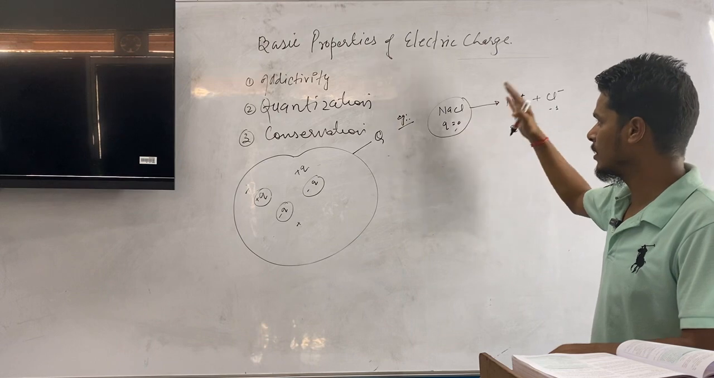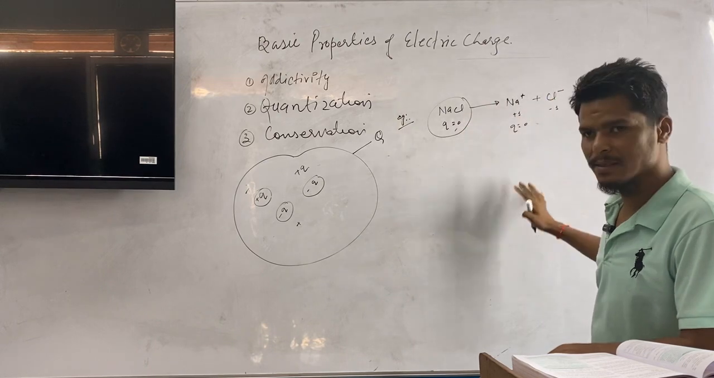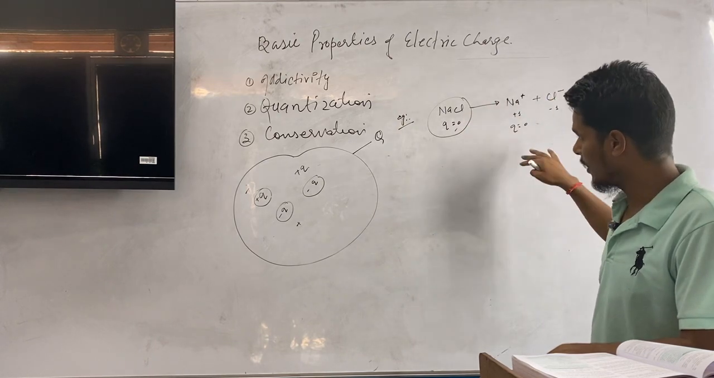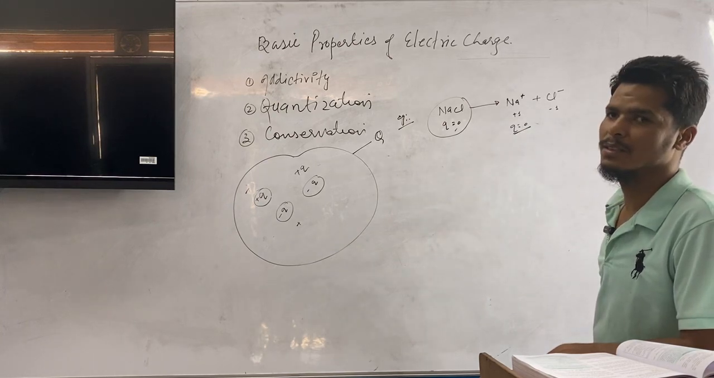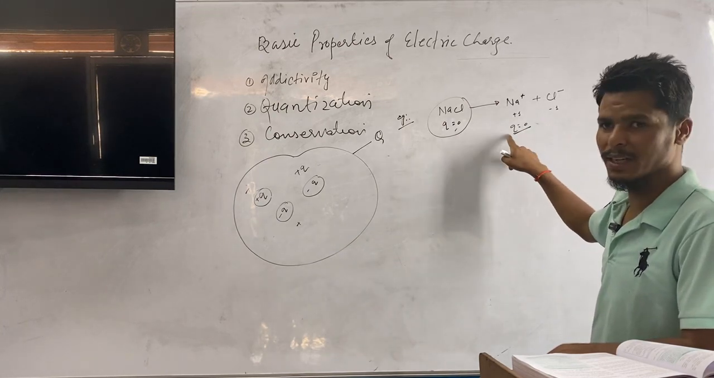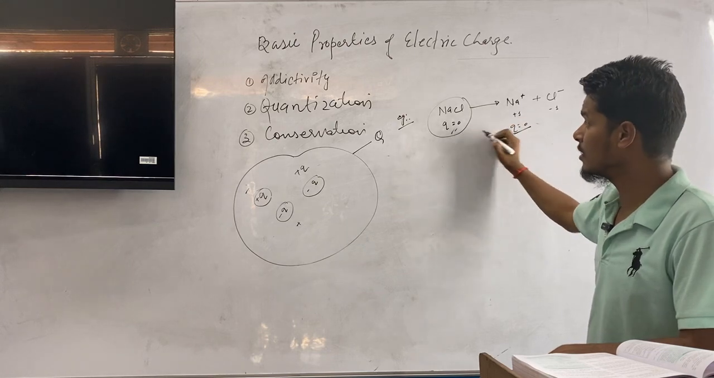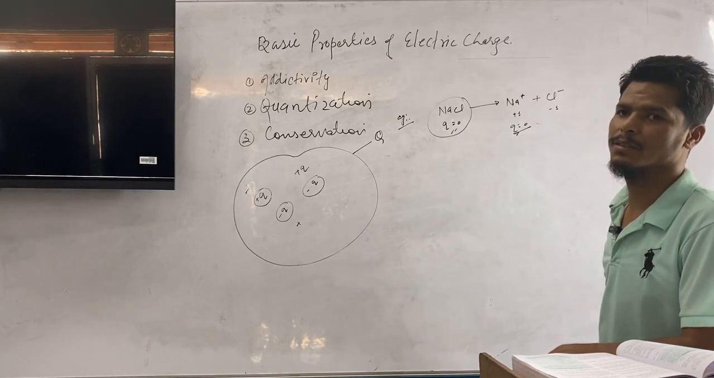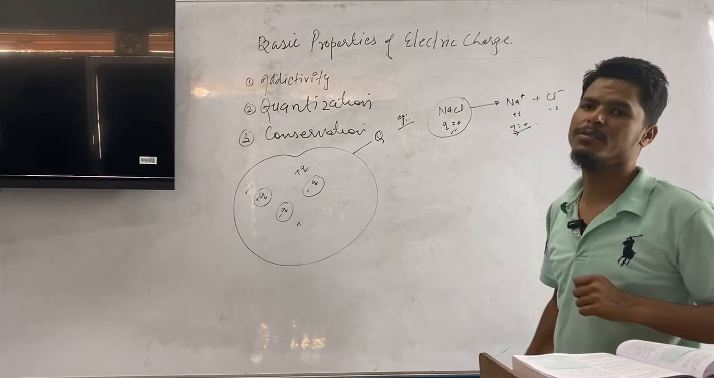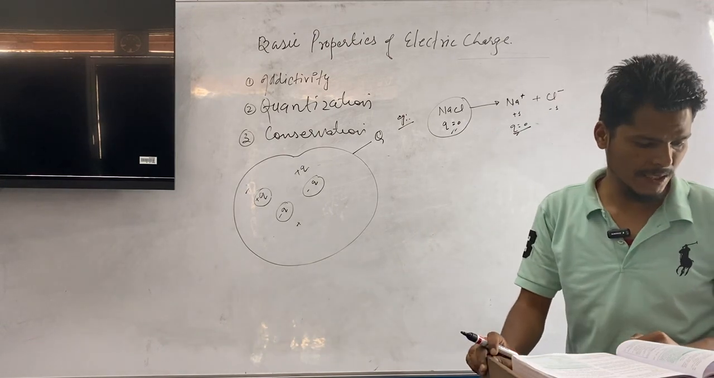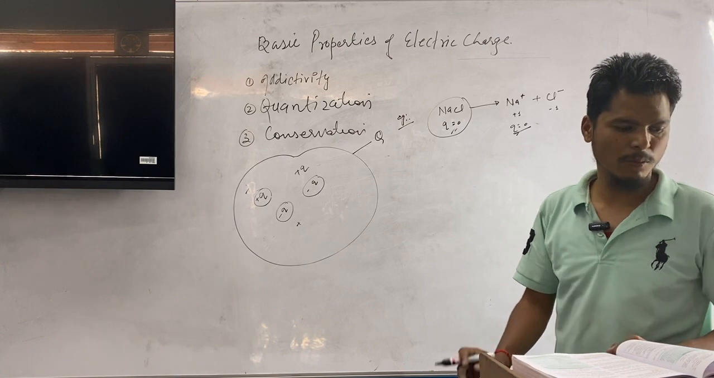Now I have converted this NaCl into its ions. So later it also has 0 charge. So I made a change over here, but the total charge remains constant. Total charge remains constant. So this is the conservation of electric charge. I can take one more example.